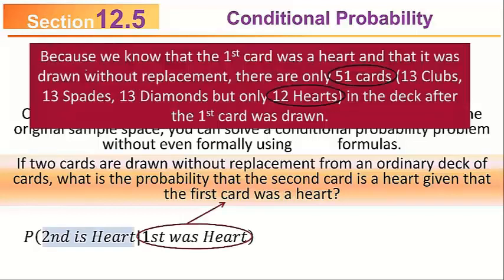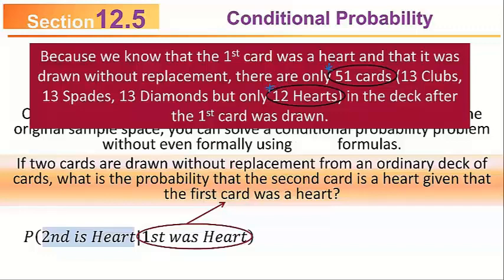Well, if I know that the first was a heart, I'm given that the first card was a heart, then that reduces my sample space. If I know the first card was a heart, when I draw again, instead of having 52 cards in the deck, I'll only have 51 cards in the deck. And since the first card was a heart and there are 13 hearts in the deck, after I draw a heart out, I only have 12 left.